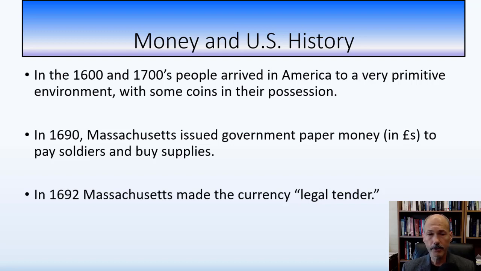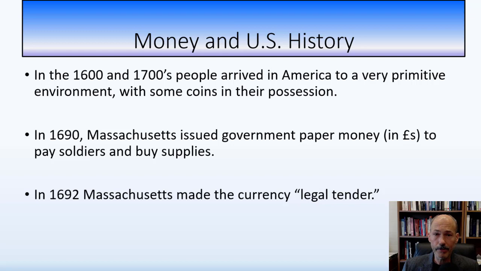Now, let's go further here. In 1690, Massachusetts issued the first government paper in the U.S. It was denominated in British pounds, to pay soldiers and to buy supplies. Already, in 1690, we see Massachusetts, the government, issuing paper money to pay for a war, just like what happened in European countries years before. And so this was nothing new.